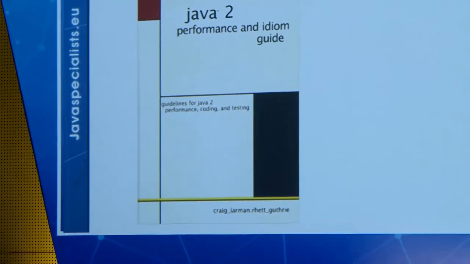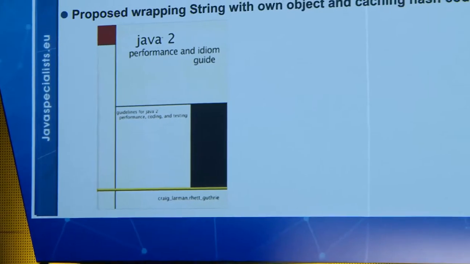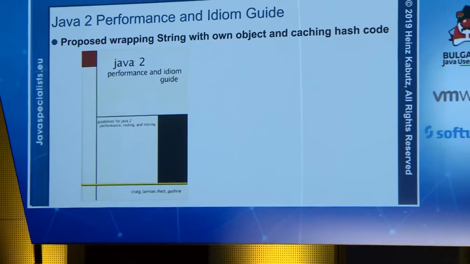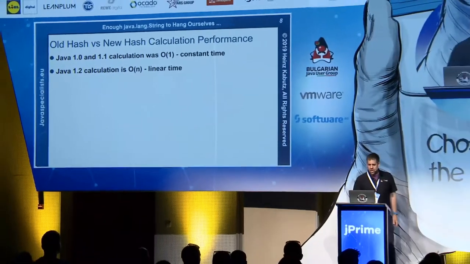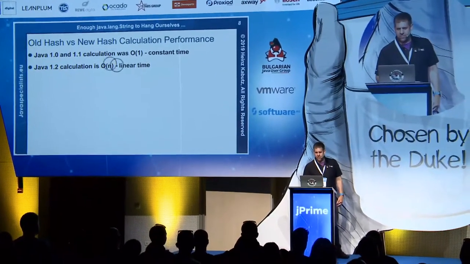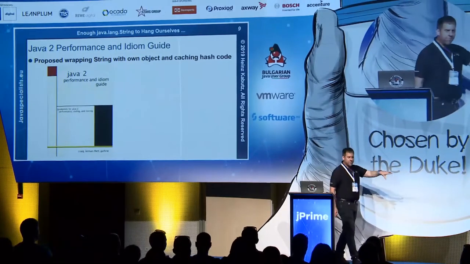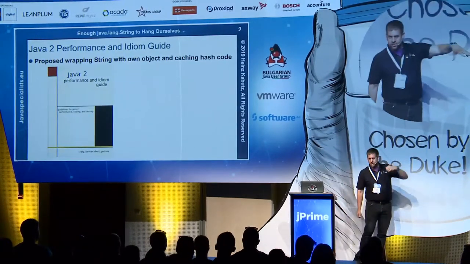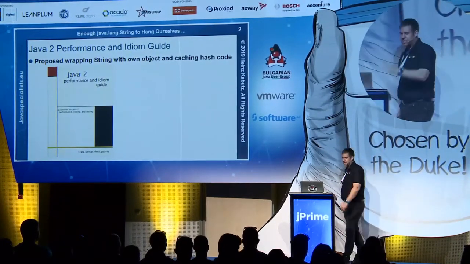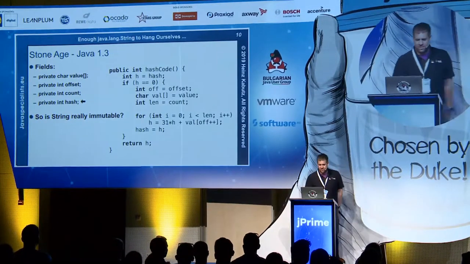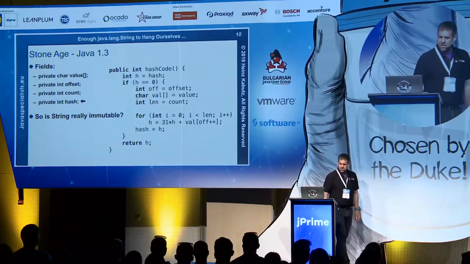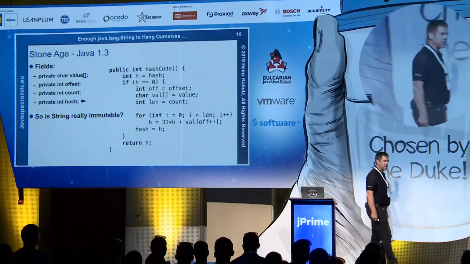And so one of the big arguments they said is you should never use string as a key because it's got linear time for lookup for the hash code in a hash map. You should always wrap string with another object and then cache the hash code. Now, that's what they said. And Java 3, Sun did that. So they added the hash code into the string.